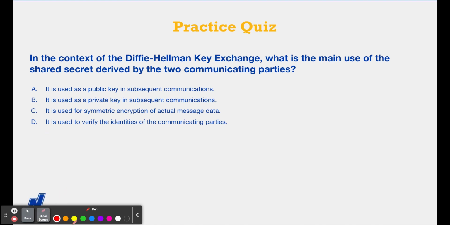So the main use of the shared secret derived from the DHKE is the symmetric encryption of actual message data. Once both parties have computed the same shared secret, they can use it as a key in a symmetric encryption algorithm for secure communication. It is important to note that the DHKE does not provide authentication of parties. It only provides a mechanism to derive a shared secret key securely.